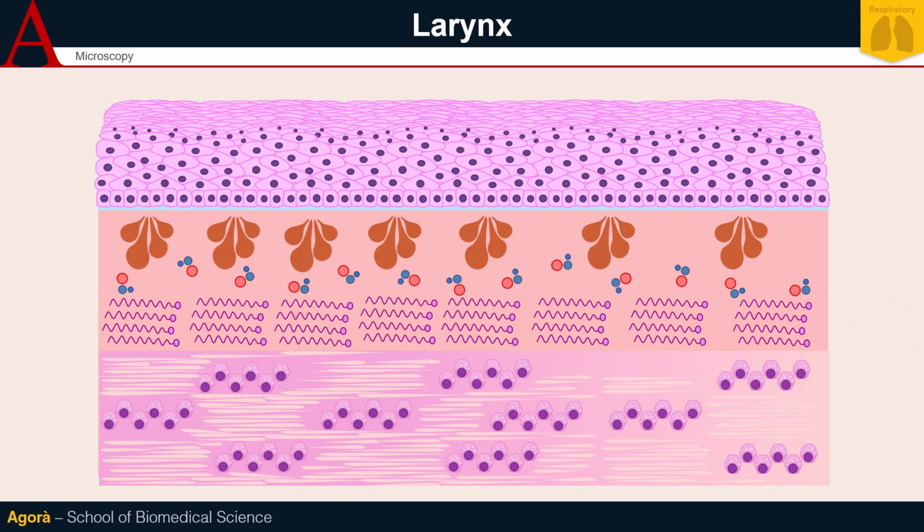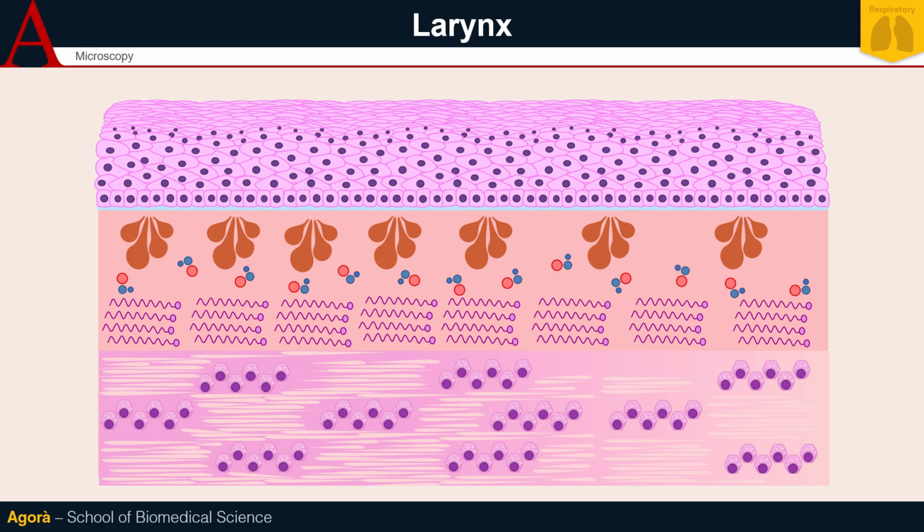Finally, let's conclude with the microscopic structure of the larynx. It is made up of a mucosa with the lining epithelium varying from keratinized stratified squamous epithelium in some areas to non-keratinized stratified squamous epithelium, the most common type, to respiratory epithelium. Then we have a complex lamina propria composed of dense connective tissue, which in the lower part forms a true elastic membrane containing a large number of elastic fibers.